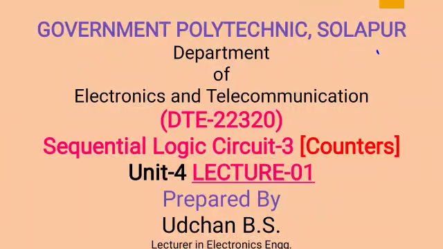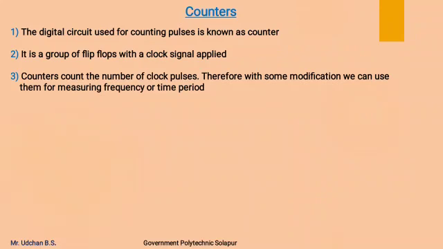Welcome all. Today we will start with the next part, that is counters. A counter is used for counting pulses. It is a group of flip-flops with clock pulses applied to it. Counters count the number of clock pulses. Therefore, with some modification we can use the counter for measuring the frequency or a time period of a particular operation.